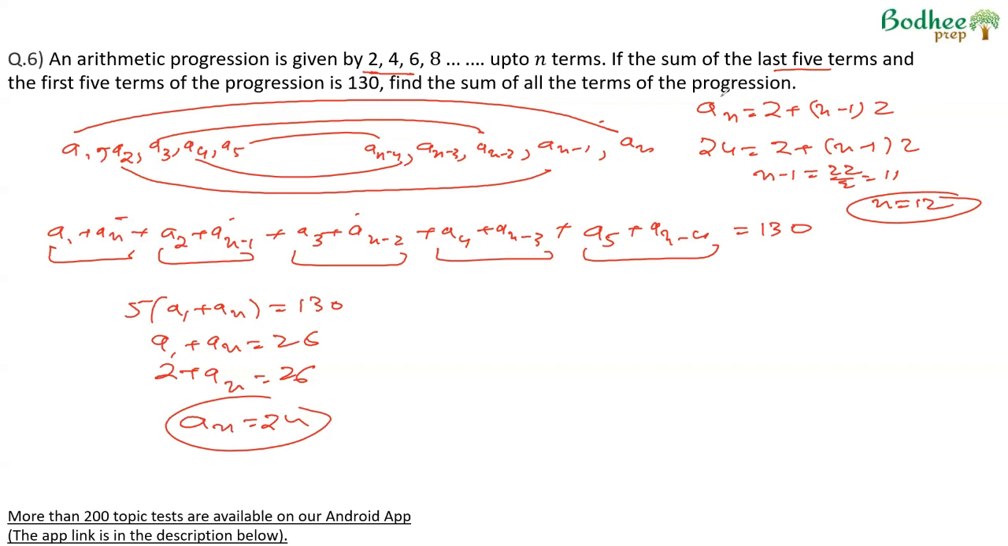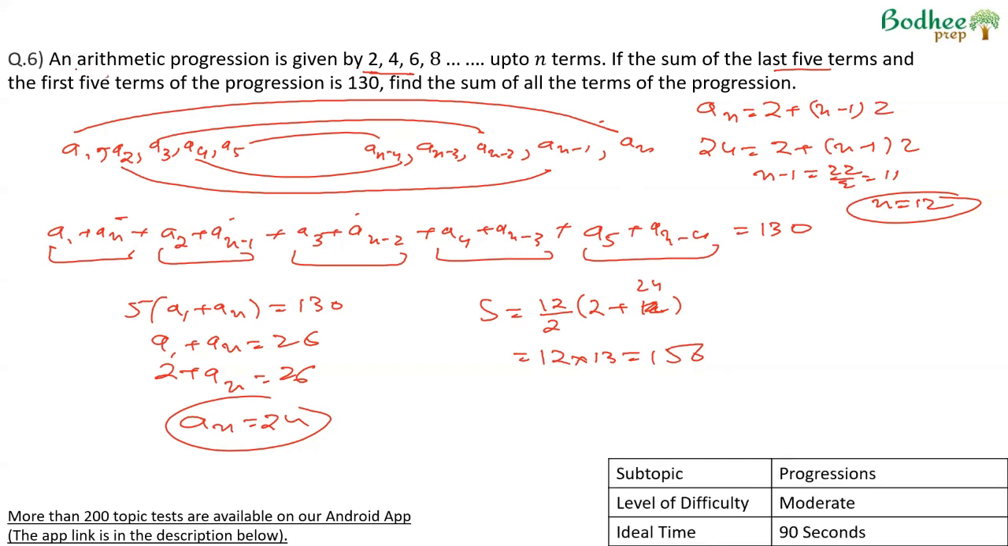Now find the sum of all the terms of the progression. There are 12 terms, therefore the sum of the progression will be number of terms upon 2 into first term plus last term. Sorry, the last term is 24. This will be 12 into 26 by 2, which is 13. 156 becomes the answer. Again, I think it's an easy question, should be done in about a minute, minute and a half. The numbers are easy to match, therefore I'm saying easy question.